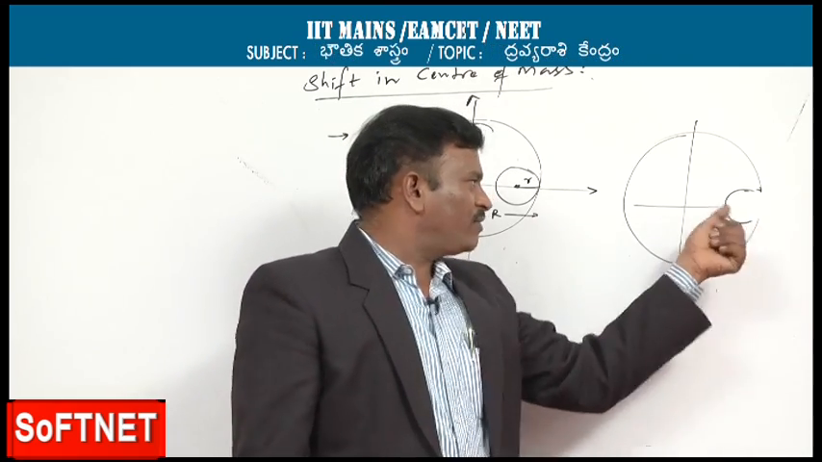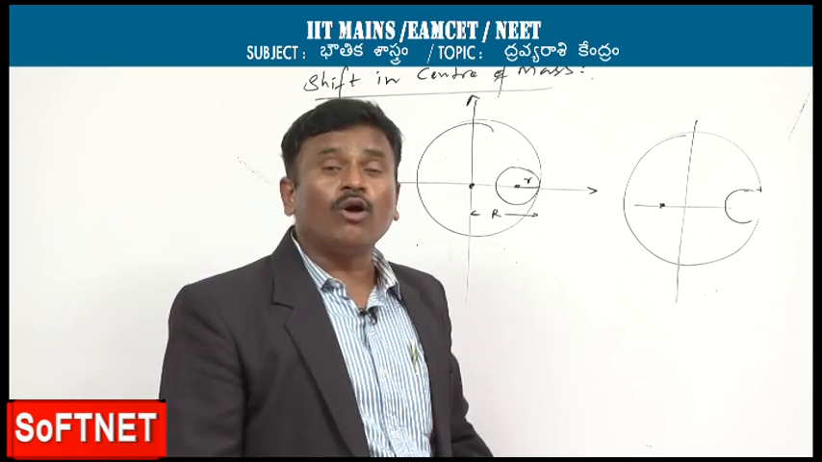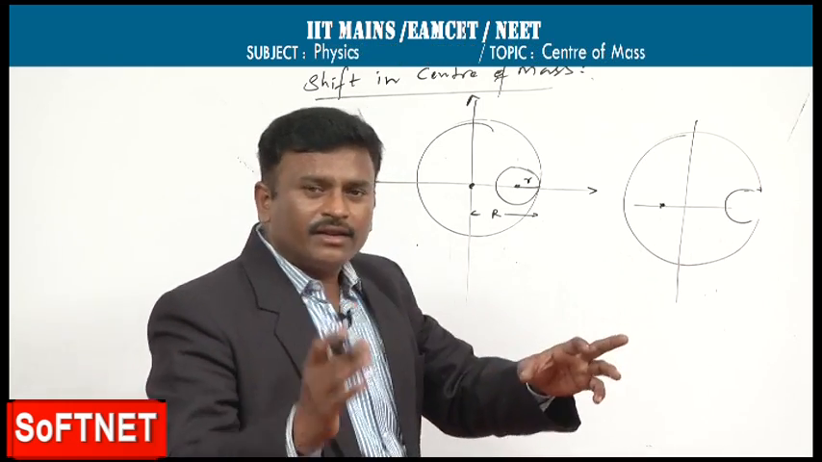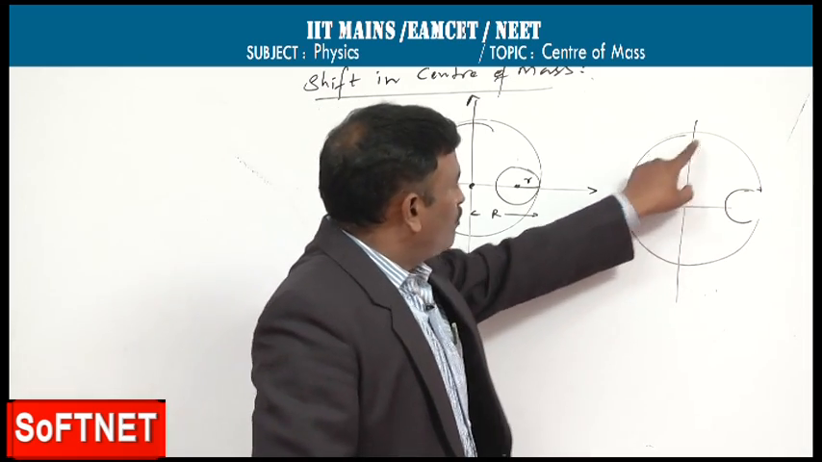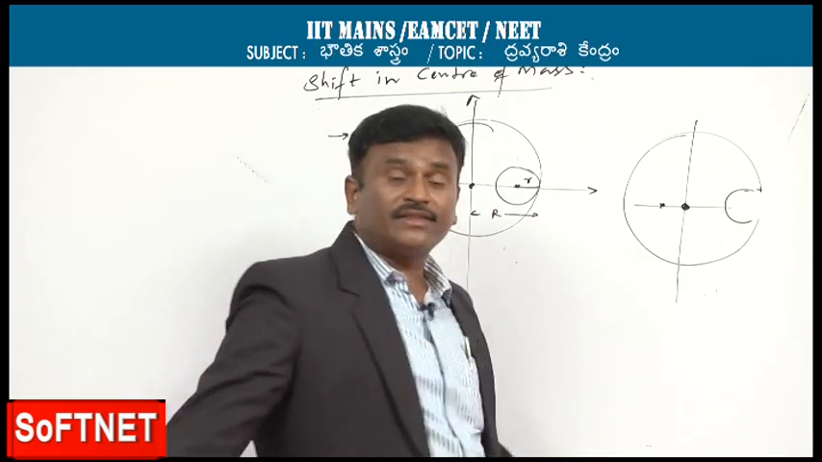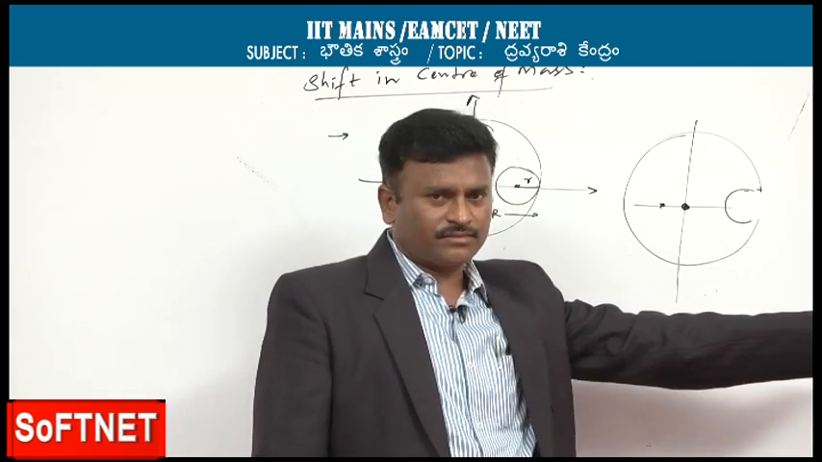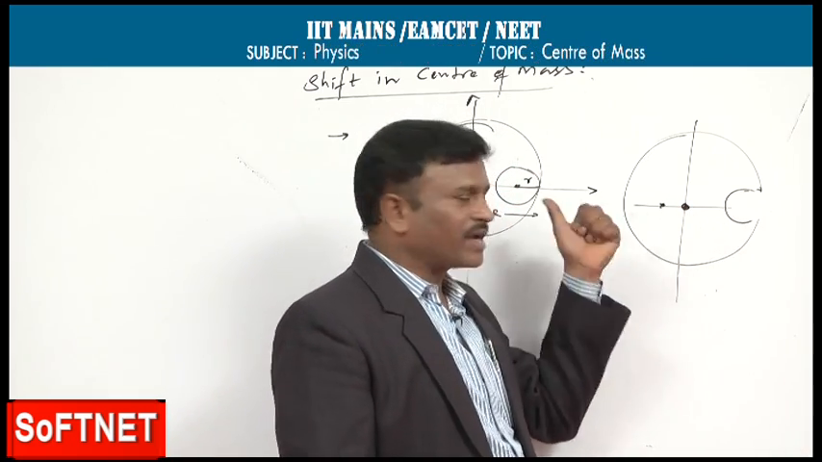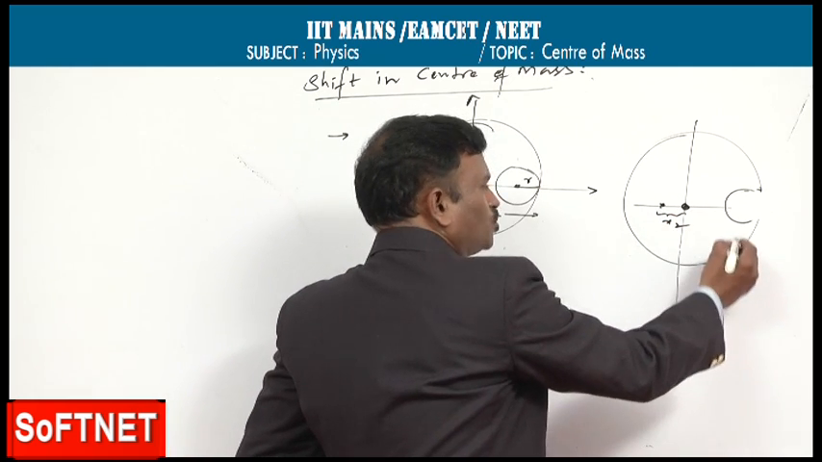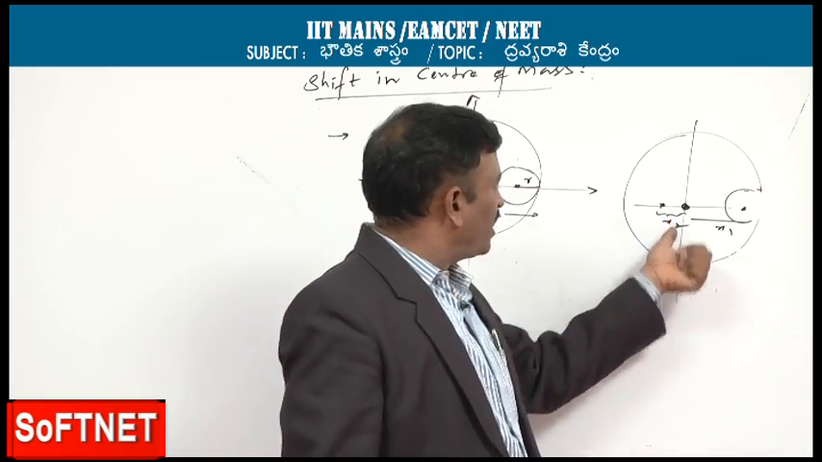Obviously, if the mass is removed, the center of mass is supposed to shift back. How much it is shifting back, we need to find out. Again, I am repeating: before removal of the mass, the center of mass was at the center of the disk. As the mass gets removed, the center of mass shifts back. How much it shifts back, that is x2, assume. From where you are removing, that is x1, assume. We need to find out x2.